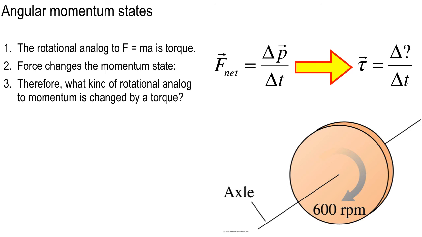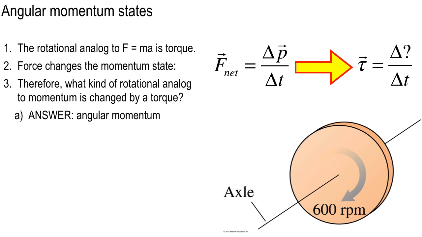Because if you push radially into the axle, it ain't going anywhere. You don't get any money. You don't get any vowels or any consonants or anything like that. You're toast. All right. So the thing that changes by a torque is called angular momentum.